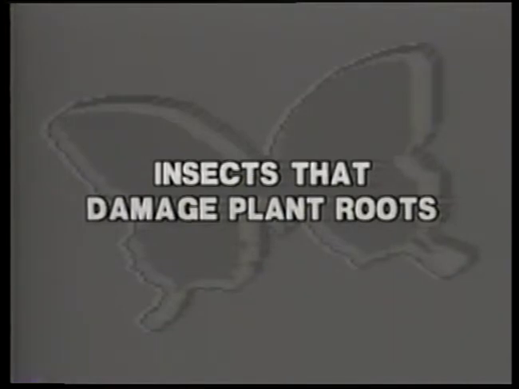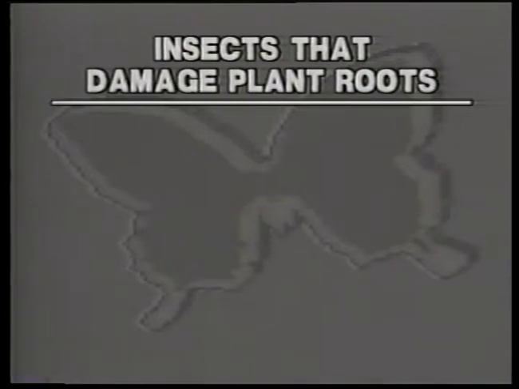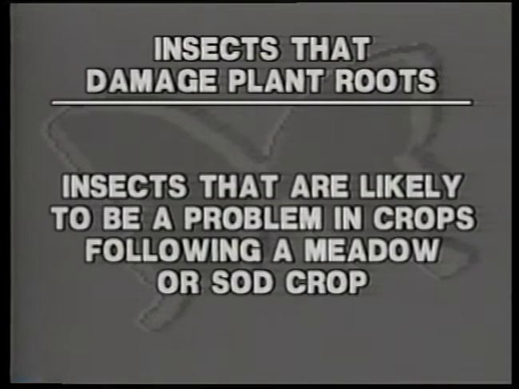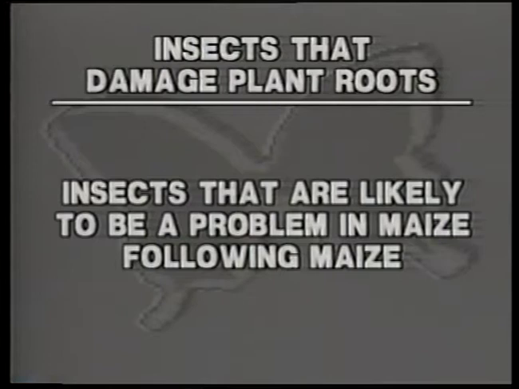The next category of insects is the insects that damage plant roots. Symptoms of injury include weakened and stunted plants, damaged and pruned roots, and root lodging. Severe root damage may result in wilting, nutrient deficiency symptoms, or death. Insect pests chosen for study in this category are divided into 2 groups. One group is insects that are likely to be a problem in crops following a meadow or sod crop. The other group is insects that are likely to be a problem in maize following maize.